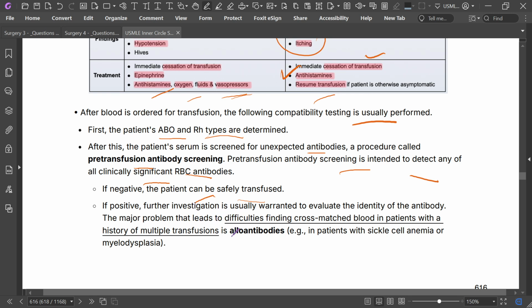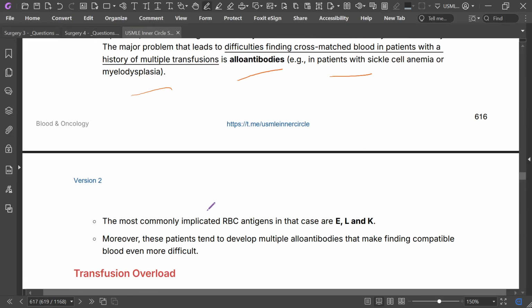The major problem that leads to difficulties finding cross-matched blood in a patient with a history of multiple transfusions is alloantibody, in patients with sickle cell anemia and myelodysplasia. The most implicated RBC antigen in this case is Kell. Moreover, these patients tend to have multiple overlapping antibodies that make finding compatible blood even more difficult.